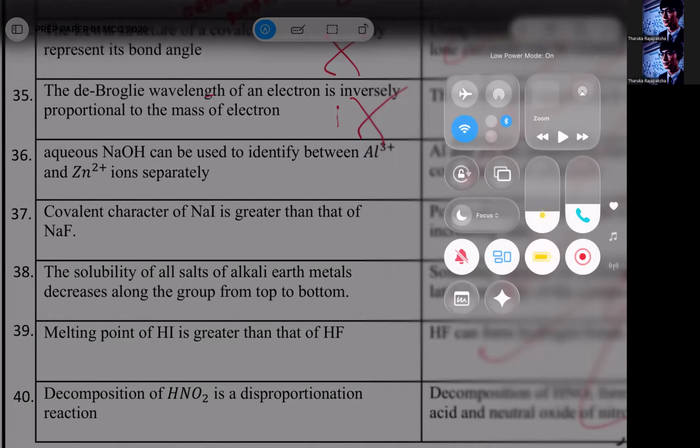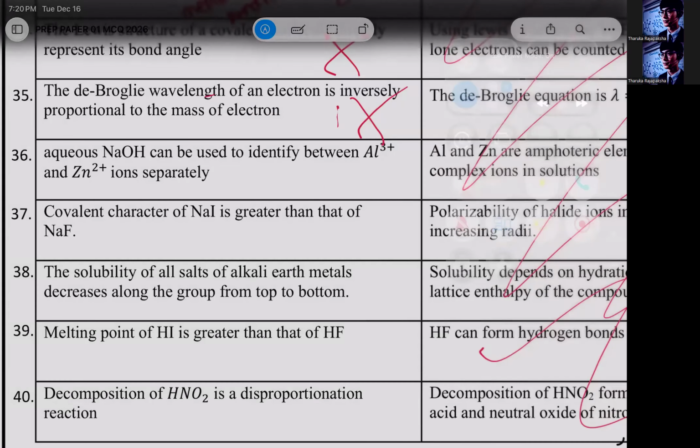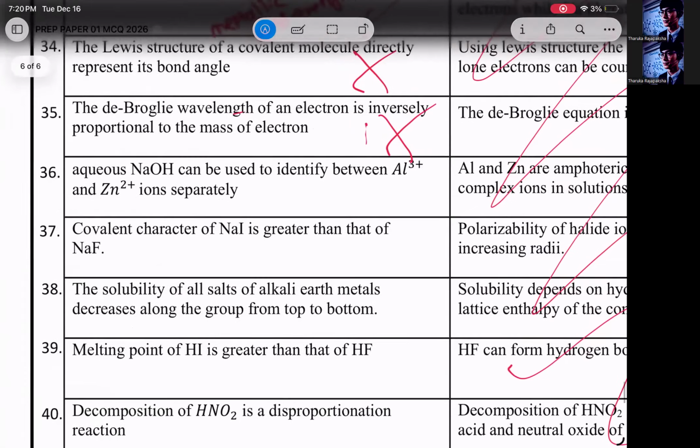I'm running out of battery. 3% remaining. I hope I can cover this question set.